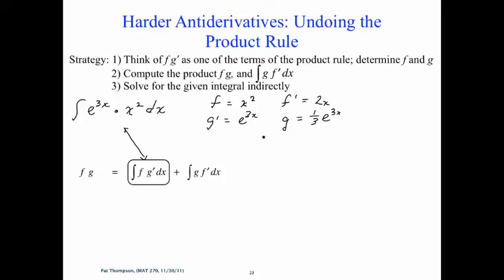Okay, and so we've got our, I'm going to rewrite this over here. So f times g is going to be x squared times 1/3 e to the 3x equals our answer plus new integral, g is 1/3 e to the 3x times f prime, 2x dx.